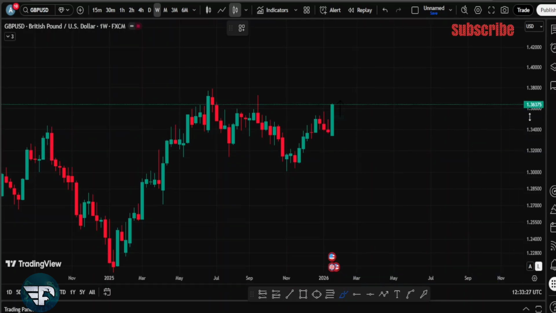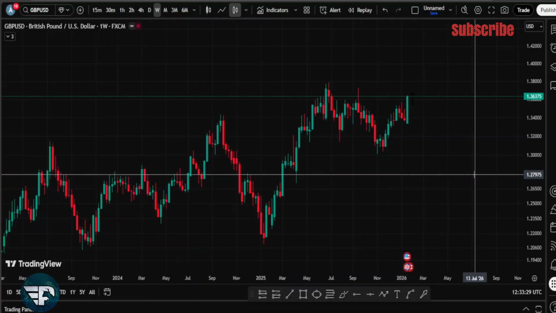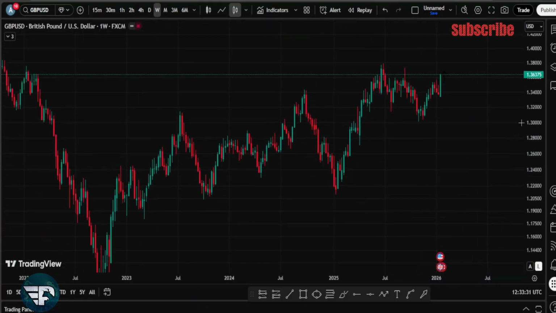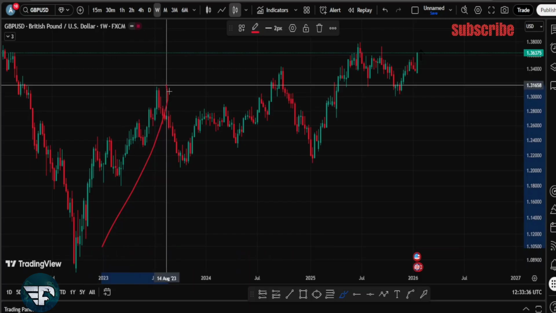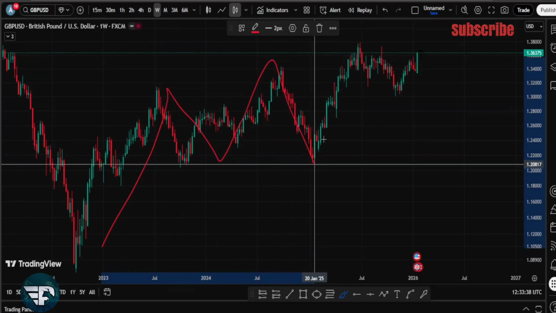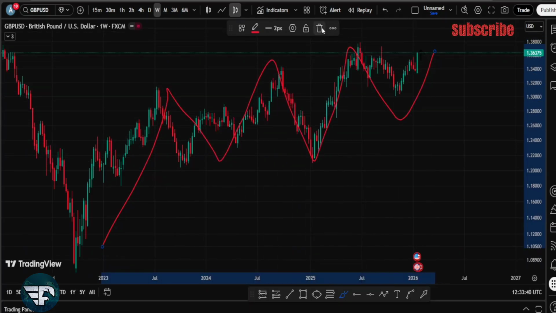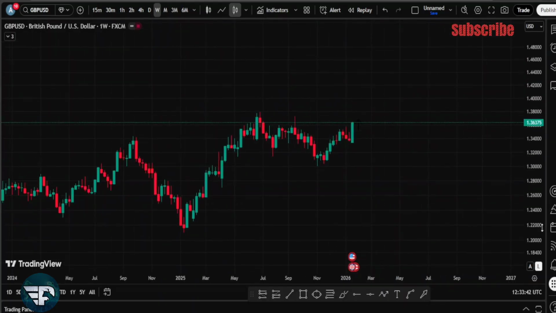Now, looking at this pair, this is GBP USD, and look at how the pair was behaving. We have a push to the upside. There was a down, push, down, push, down. Now we are pushing to the upside. So GBP USD is now in an uptrend.